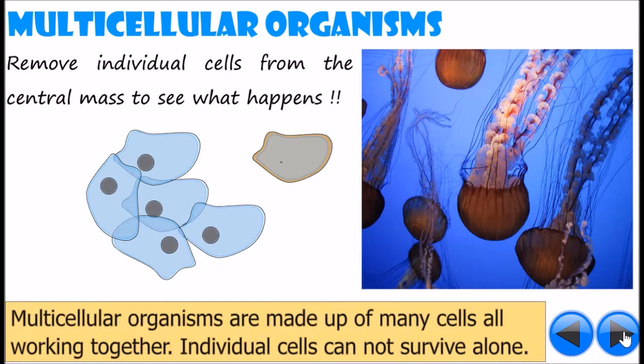So if you take a skin cell off your arm and put it somewhere away from your body, it won't last very long. It's very good at its job, being a skin cell, but it can only survive when it's surrounded by other cells that help it to do its job.